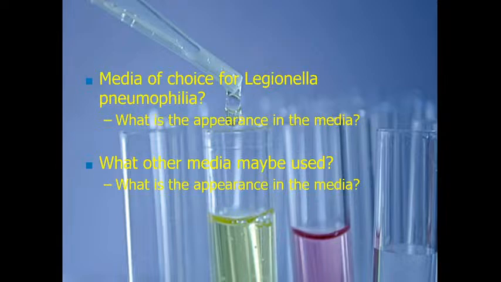Now, the appearance of Legionella in BCYE is the ground glass appearance. What do you mean by ground glass, sir? It's crushed glass, right? You've seen what it looks like when a glass has been broken and is scattered; that's how it looks. Okay? Feeley-Gorman produces brown colonies in this medium.